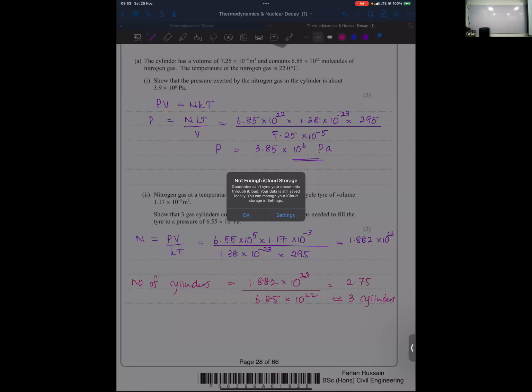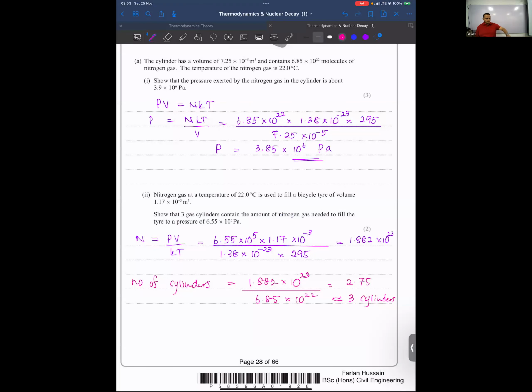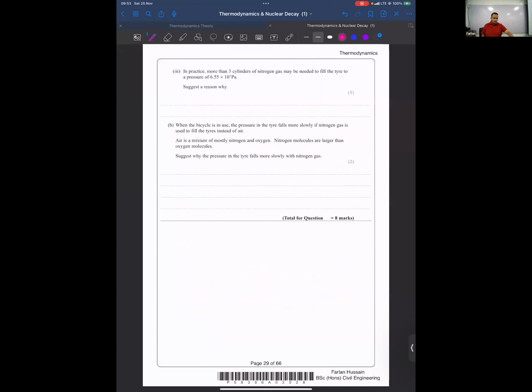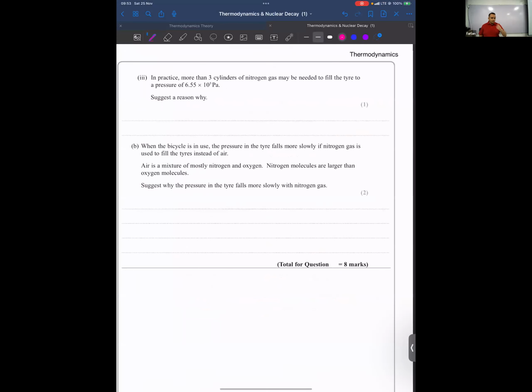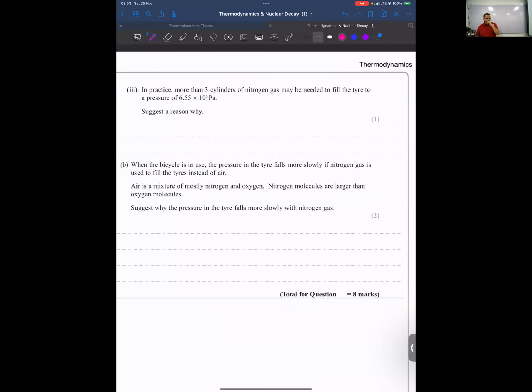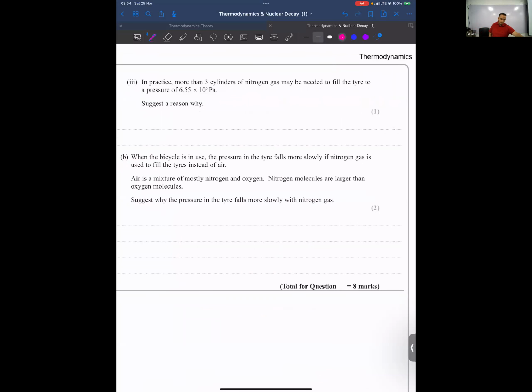Right. The next part is: in practice, more than 3 cylinders of nitrogen gas may be needed to fill the tire to a pressure of 6.55 into 10 to the power 5 pascals. Suggest a reason why. One marker. Now we calculated we need roughly 3 cylinders. Why?